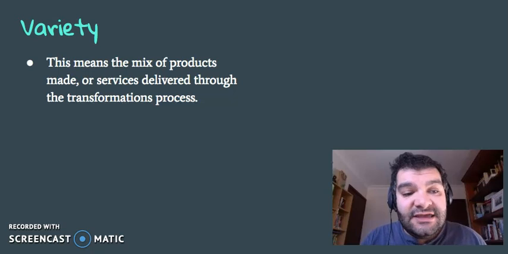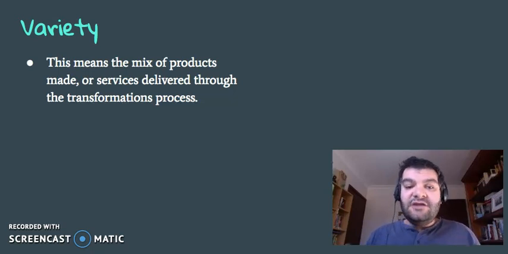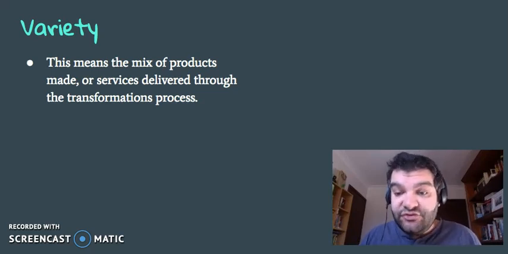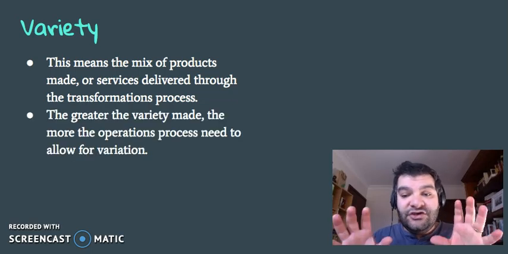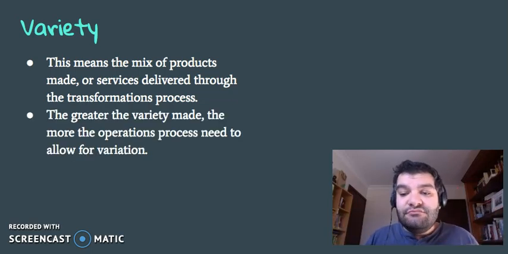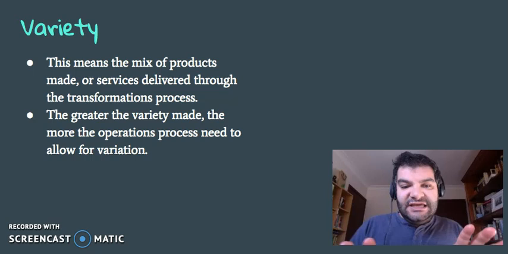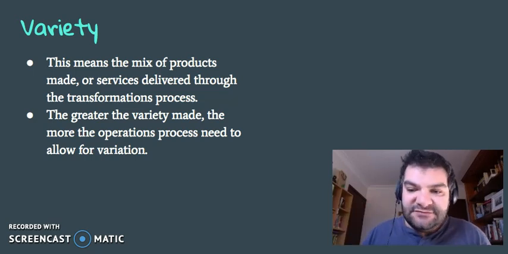The second V is variety. So this is the mix of products, the variety of products or services that is actually delivered through the transformation process. Now, the greater the variety, so the more different variations in products that are made, the more they actually need to allow for variation. Now, that's when it becomes a bit more expensive as well.